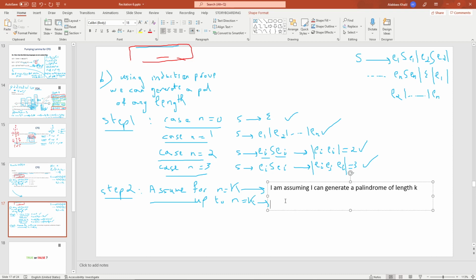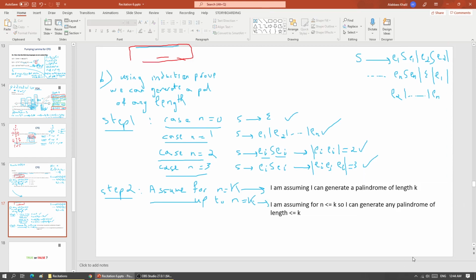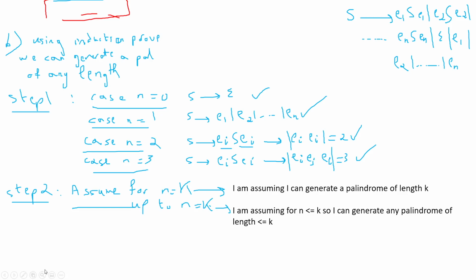However, with the other one, n up to n equals k, I am assuming for n less than or equal to k, so I can generate any palindrome string of length less than or equal to k, which is more powerful. Now, you can assume whatever you want. Usually we only assume for n equals k, because that's all we need. But in this case, we'd actually need the stronger case. You'll see why in a moment.